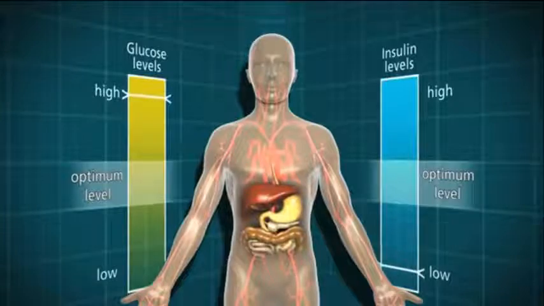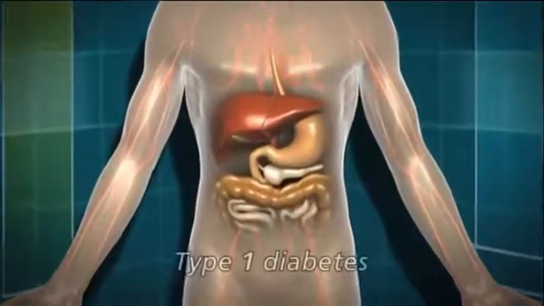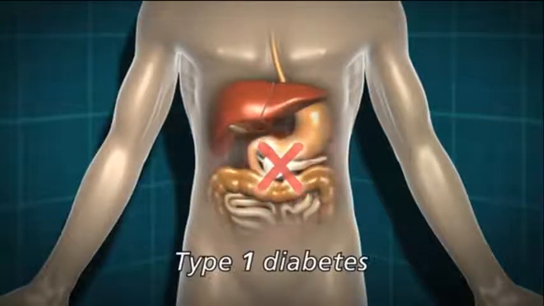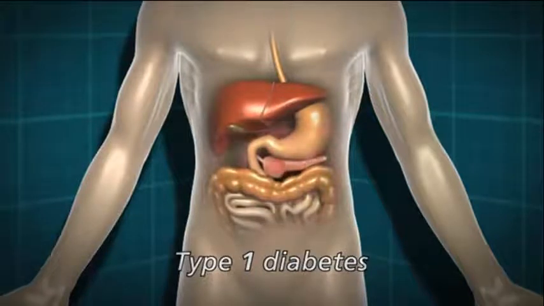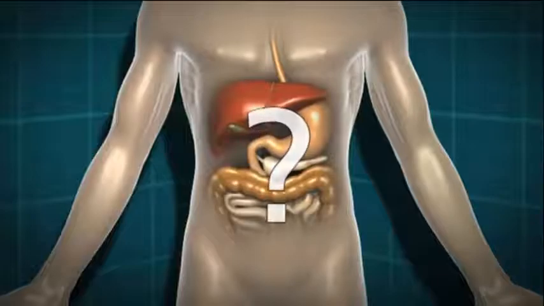There are two main types of diabetes, type 1 and type 2. In type 1 diabetes, the body isn't making any insulin at all. This is because of an autoimmune response whereby the body has destroyed the insulin-producing cells in the pancreas. We don't entirely know why that happens in some people and not in others.